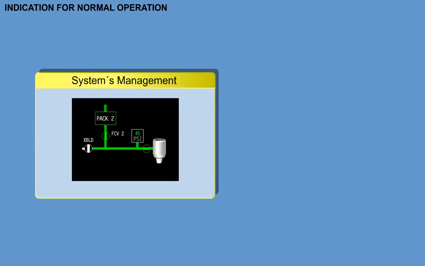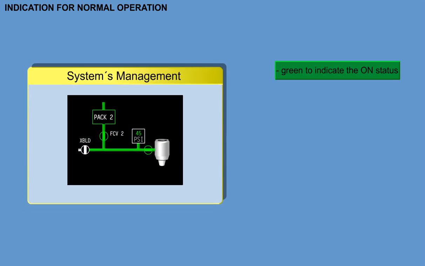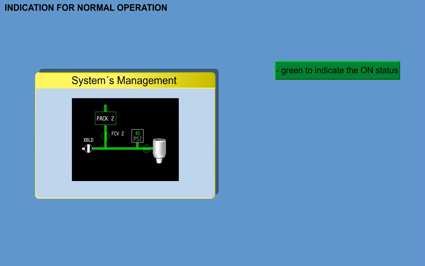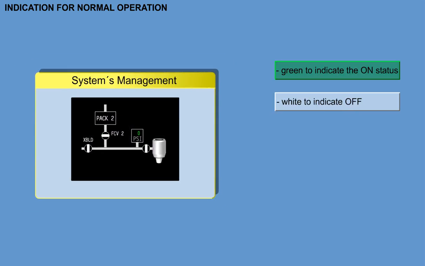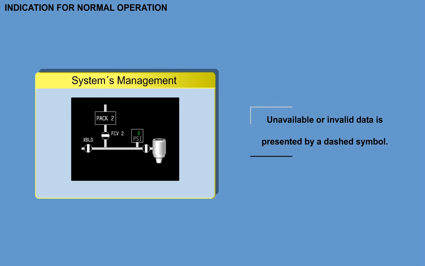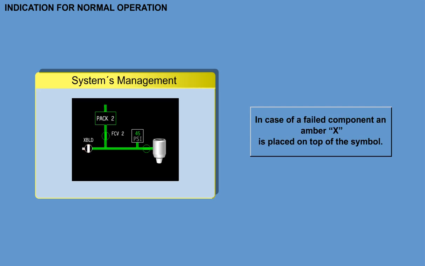The synoptic color philosophy used on the displays present their indications in green to indicate the on status, or in white to indicate off, or no air, or no fluid flow. Unavailable or invalid data is presented by a dashed symbol. In case of a failed component, an amber X is placed on top of the symbol.